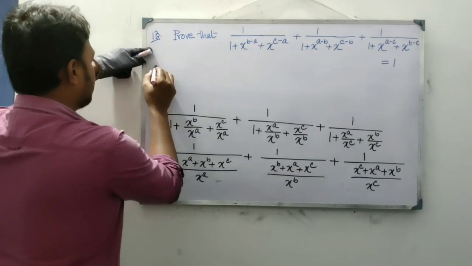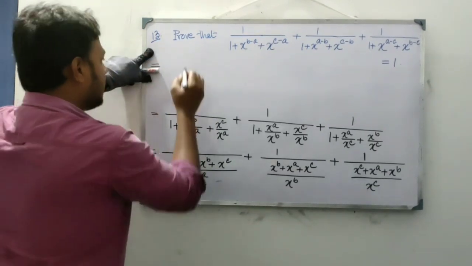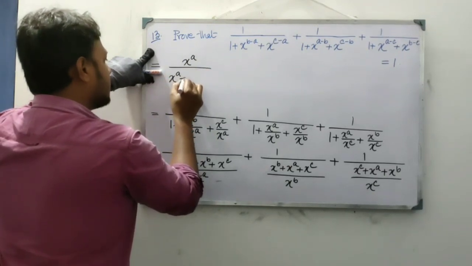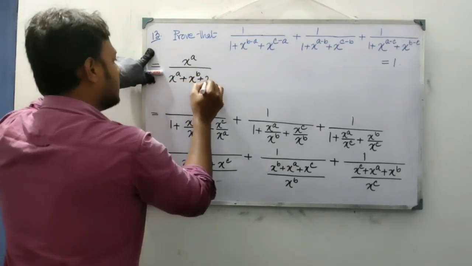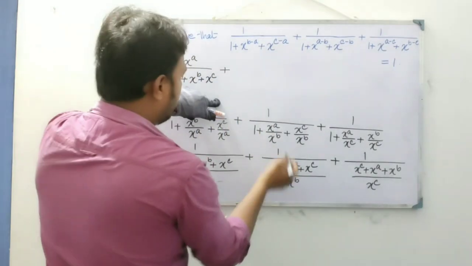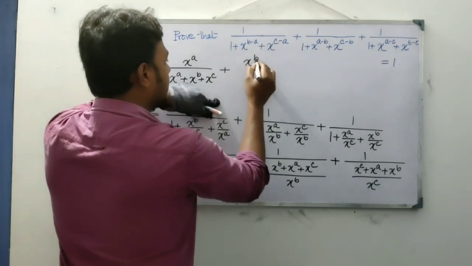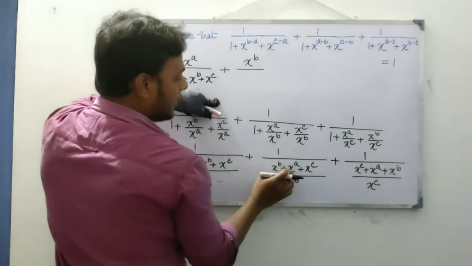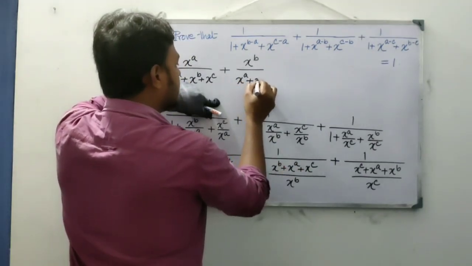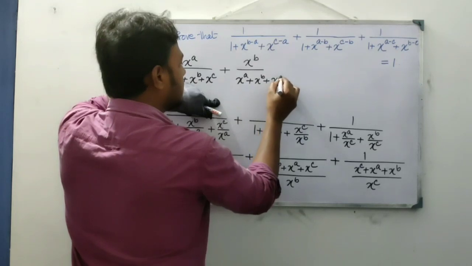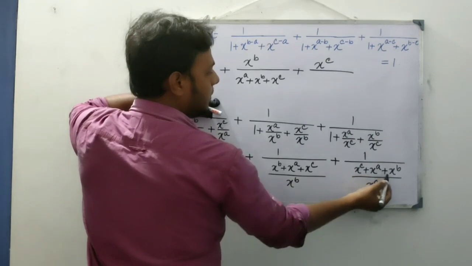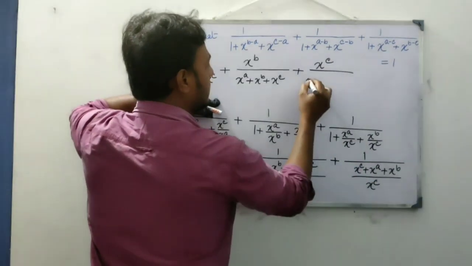So next line will be x to the power a by x to the power a plus x to the power b plus x to the power c, plus, for this one, it will be x to the power b by, just arrange this part, then this is again x to the power a plus x to the power b plus x to the power c. So I am writing this x to the power a plus x to the power b plus x to the power c, and for the third one x to the power c by again x to the power a plus x to the power b plus x to the power c.